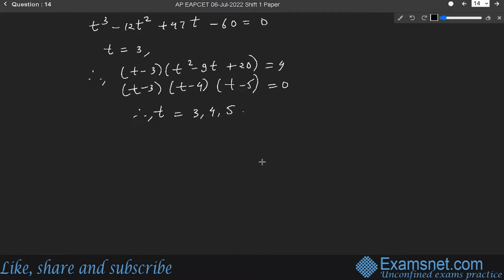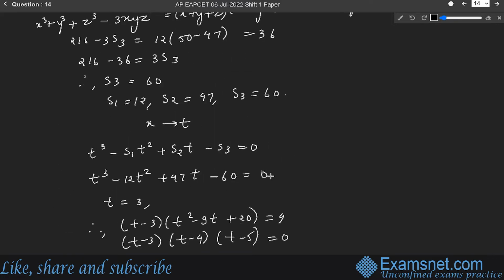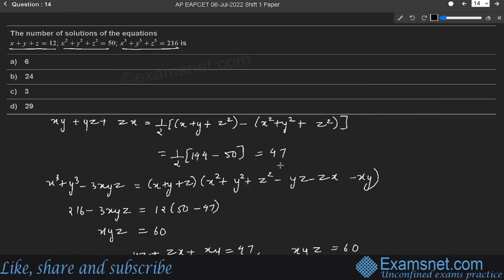Hence, the solution sets as above will be (3, 4, 5), (4, 3, 5), (5, 3, 4), or it can be (3, 5, 4), (4, 5, 3), or (5, 4, 3). So here you can see that the total number of solutions is 6. Therefore, we can say that the total number of solutions for the given equations is 6. So option number A is the correct option for this question.